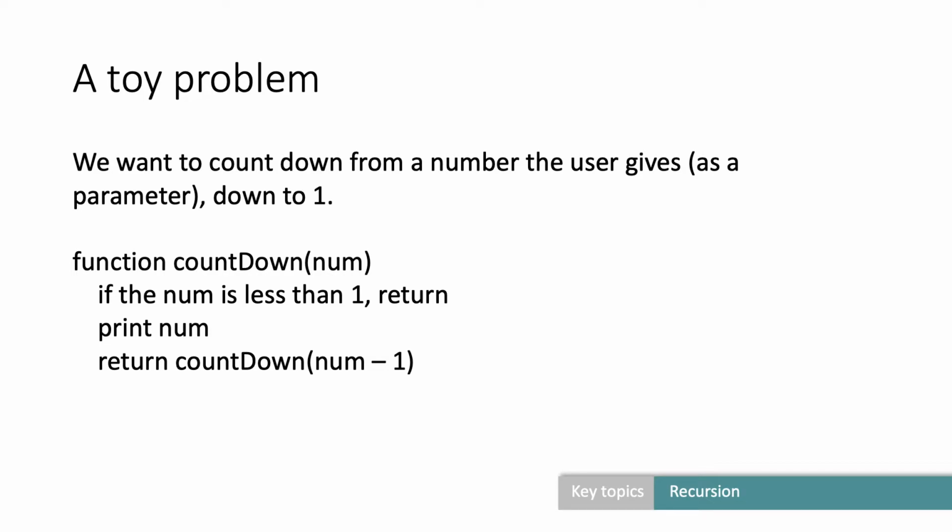So here's a problem you might want to solve. You want to count down from a number the user gives. So if you gave 5, in this function, if the number's less than 1, you'd stop. If not, you print the number. And then you run the same function with 4. And then you do that first line again. Is 4 less than 1? No, so we don't stop. We'd print 4. Then you run the function again with 3. Is 3 less than 1?